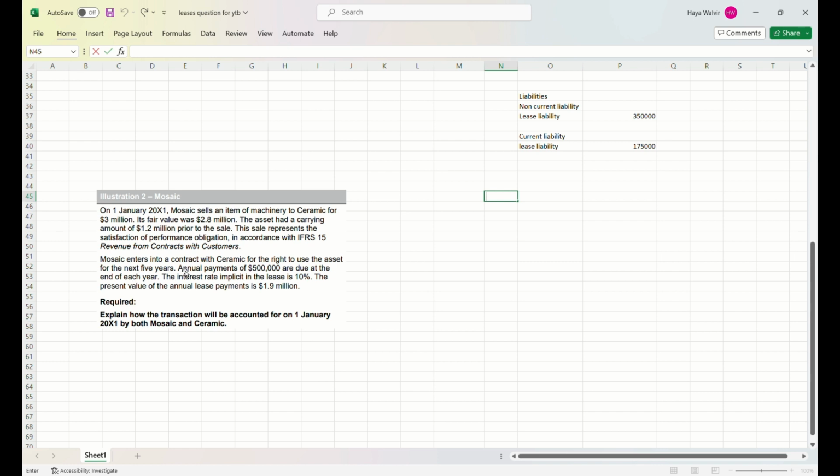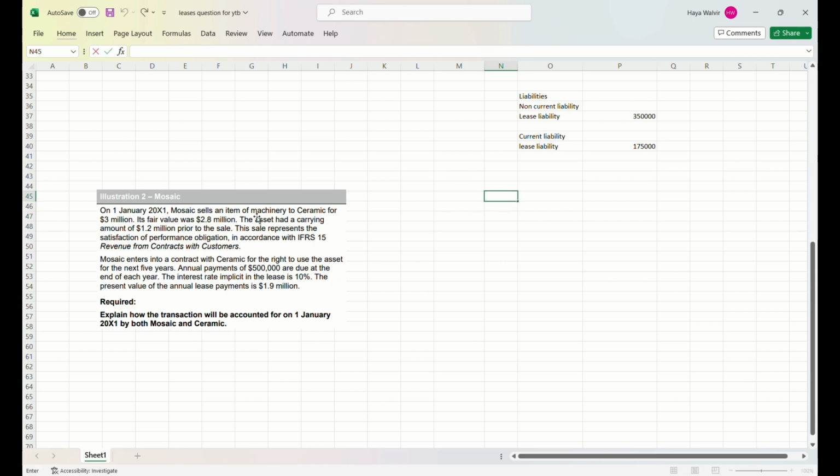Now Mosaic enters into a contract with Ceramic for the right to use the asset for the next 5 years. Annual payments of 5 lakhs are due at the end of each year. The interest rate implicit in the lease is 10%. Present value is 1.9. So how will the transaction be accounted on 1 January 20x1? This is initially, at the inception of the lease, how you're going to account for it. It's just about that. So some journal entries and the profit on sale of this asset, these calculations are there in both FR and SBR, which you should be aware of.